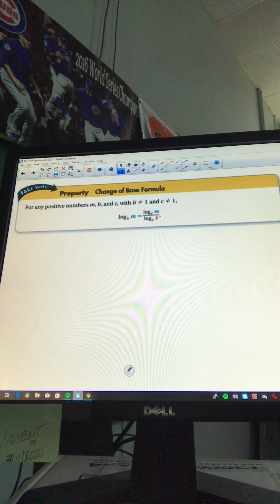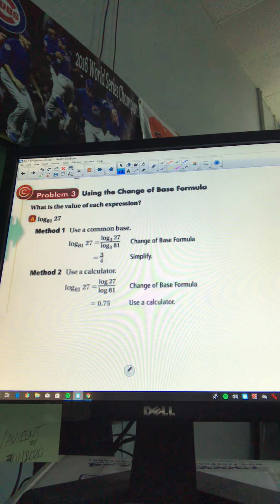Now, let's talk about the change of base formula, which I will write as change of base. It is very, very handy, and it lets you convert into one single term. So let's say the property here is log base b of m is equal to the log of m divided by the log of b. Now what that means, it's easier to show you an example.